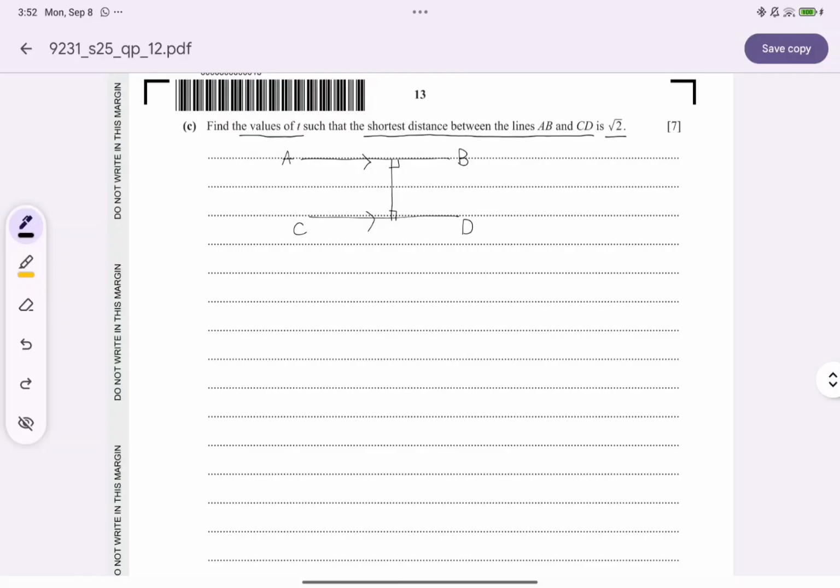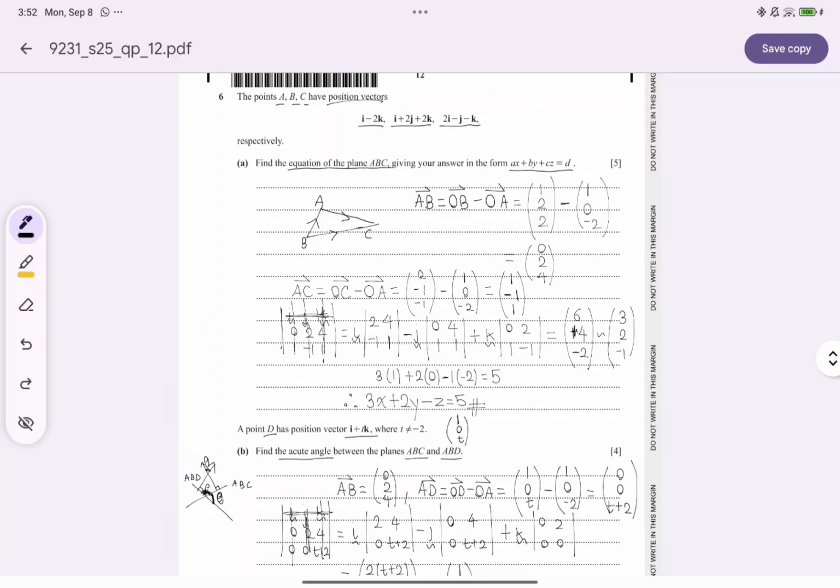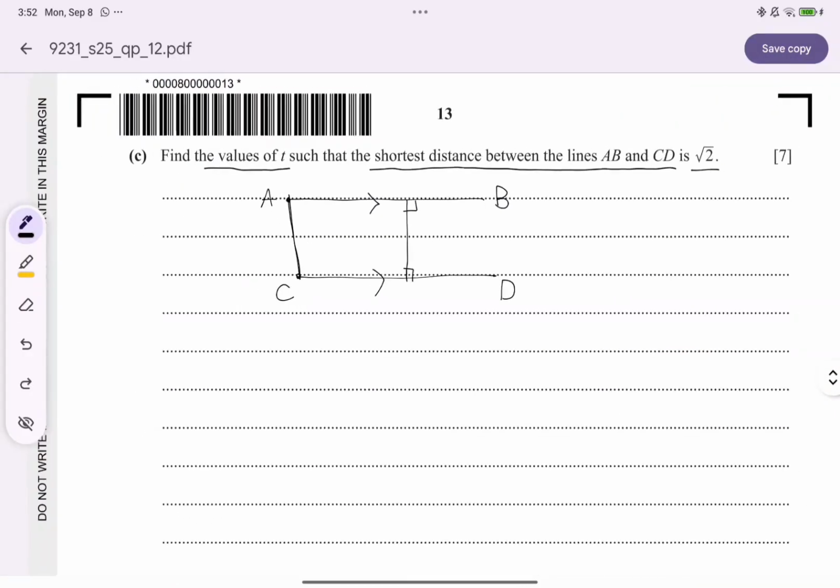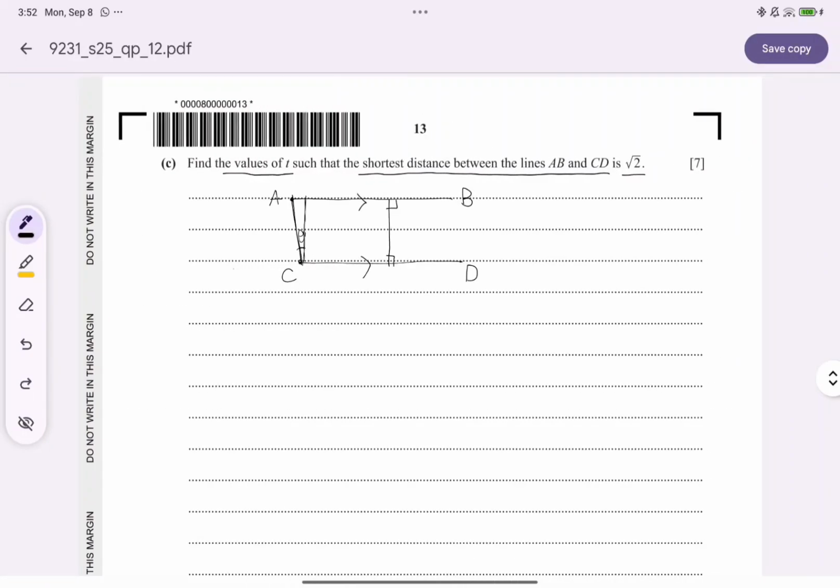Now let's make a line joining up the ends of either line. So here I'm going to form the line AC. We found it in the previous part. Alright, so this AC, the angle between AC and the common perpendicular is theta.